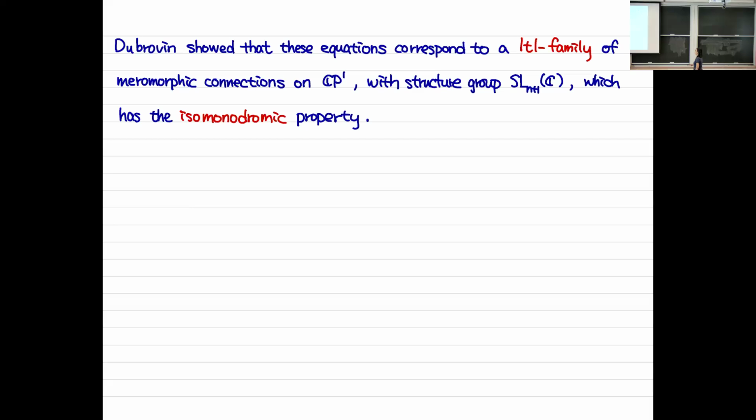So in Dubrovin's mathematical framework, he showed that those equations that we saw on the previous page correspond to a family of meromorphic connections on CP1 with structure group SL(n+1, C). So this is the A_n type, which has the isomonodromic property. Which means that within this family, this is the t family, as you move, the monodromy data remains the same. So we will look at what monodromy data we are talking about, but the monodromy data remains the same. So that's the isomonodromic property for this meromorphic family.